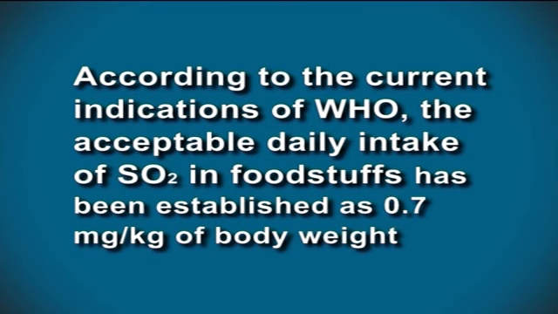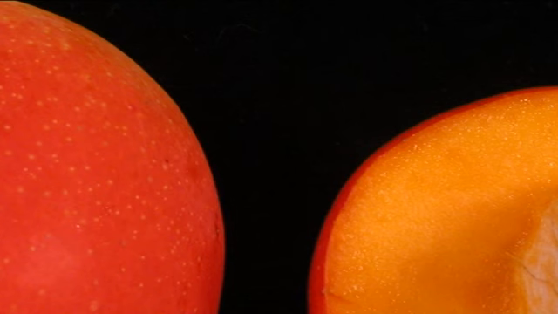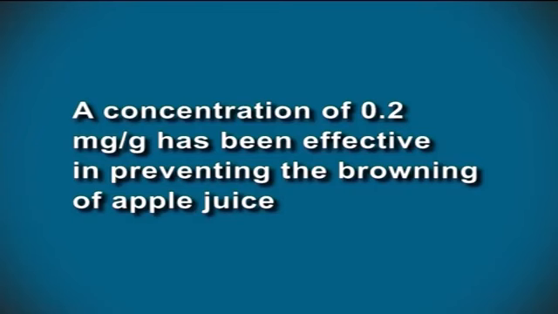However, sulfides may cause tissue softening and flavor changes, could be toxic at higher levels, and are corrosive in nature. According to the current indications of the World Health Organization, the acceptable daily intake of SO2 in foodstuffs has been established as 0.7 mg per kg body weight. Another sulfur containing agent used to prevent browning of fruits is cysteine, which is used to prevent browning of mangoes. A concentration of 0.2 mg per gram has been effective in preventing the browning of apple juice.